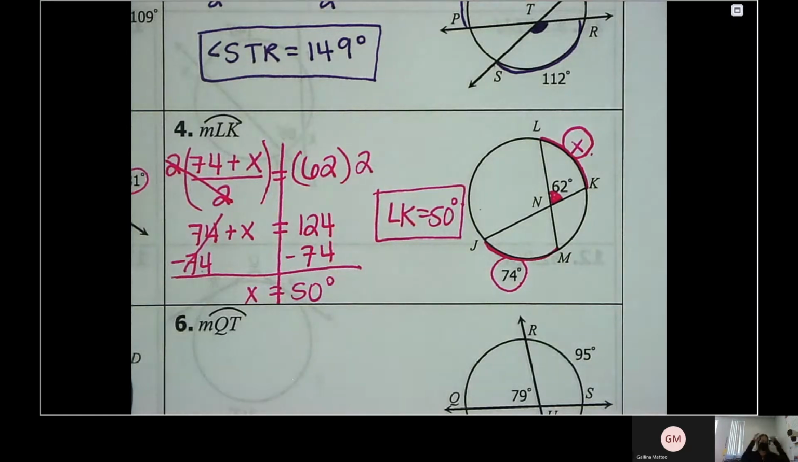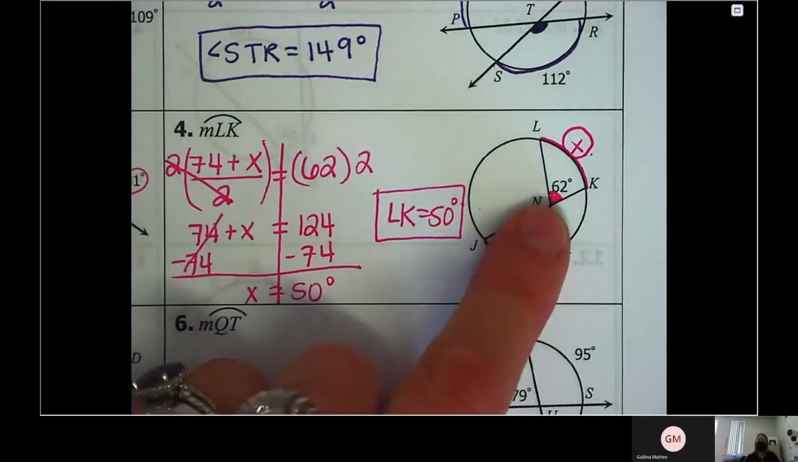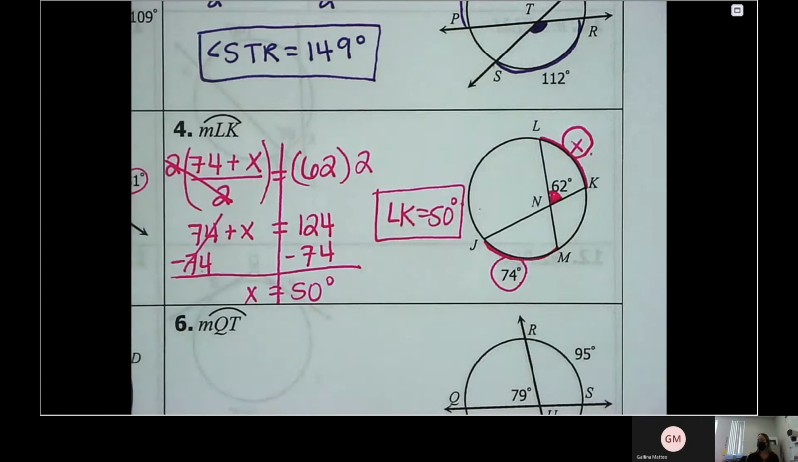All right. Questions so far? Okay. Yes. But that's okay, because you already know this angle is 62. How would you figure out the other angle right over here?